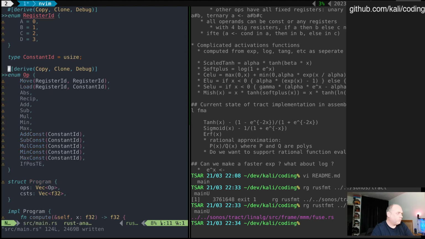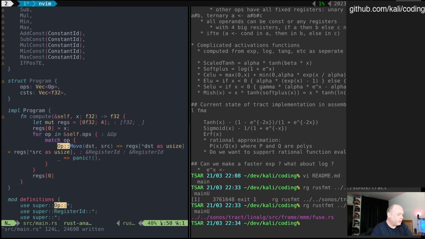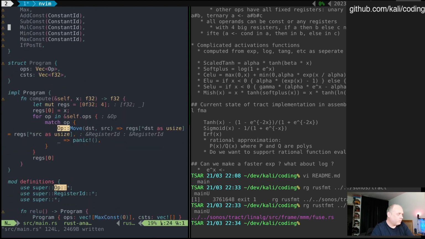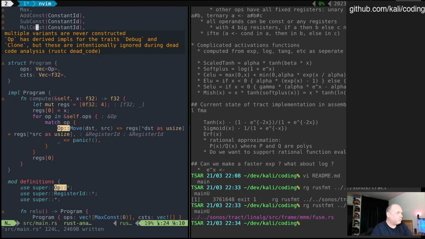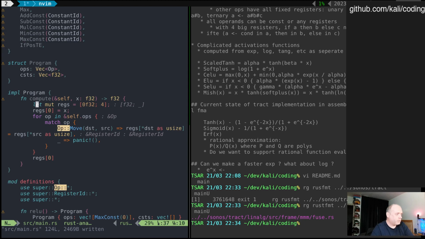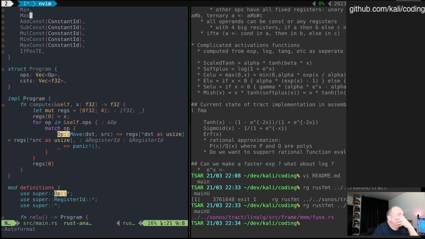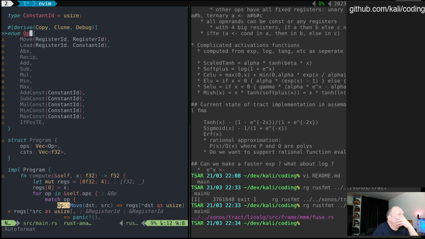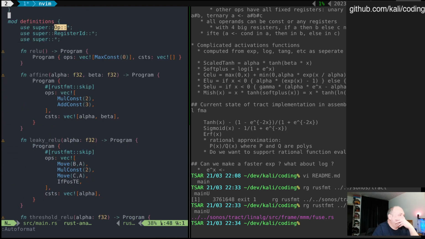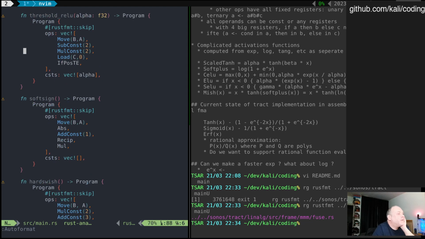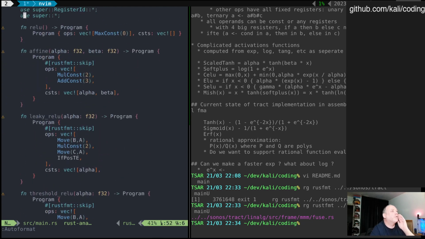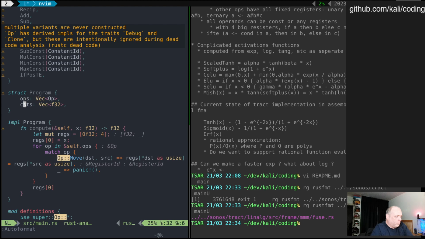Okie doke. Suddenly everything is red. I'm not sure why it wasn't the case before. Multiple variants are never constructed. Yes, okay, that's all right. Don't worry, it's coming. I mean, come on, they are constructed by these. Yeah, because I never call the functions. No problem then.